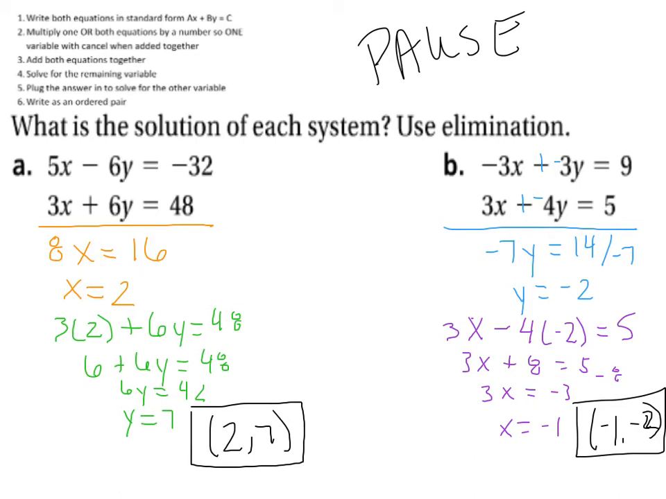One important thing for problem B is I changed this to a plus and negative so that I knew when I had -3 plus a -4, it was going to give me a -7.